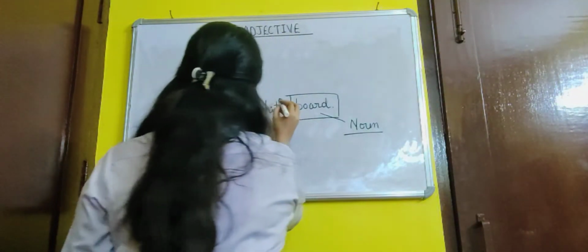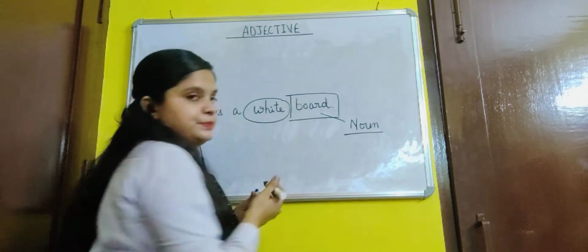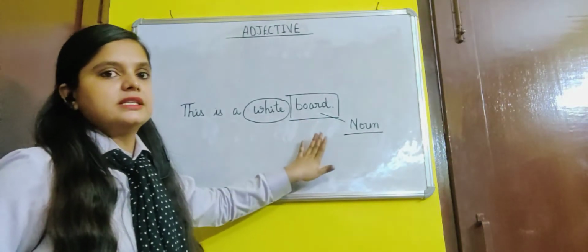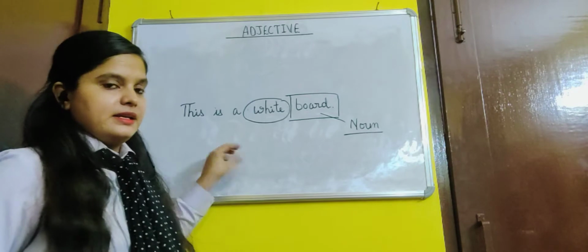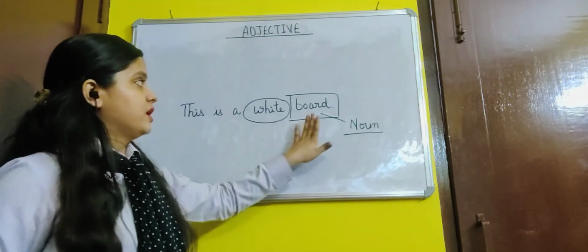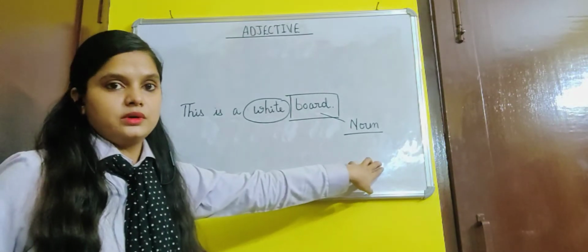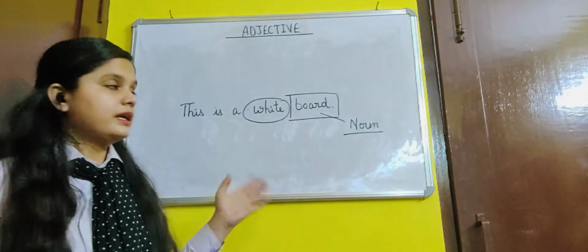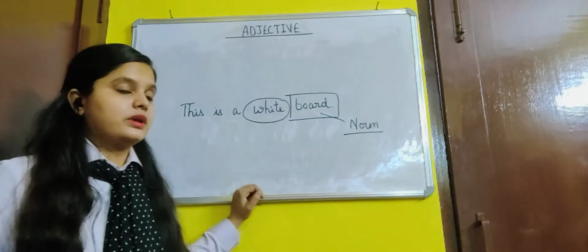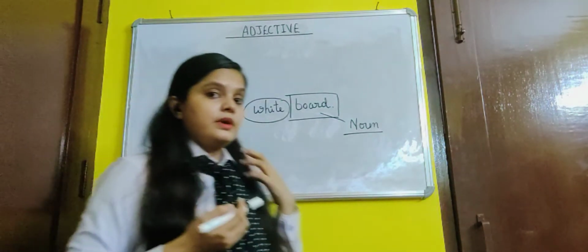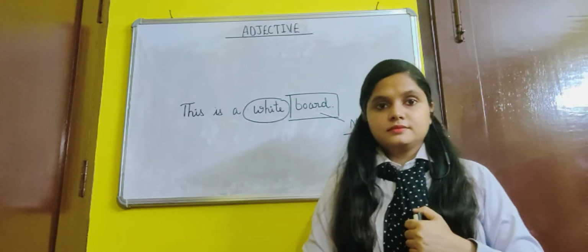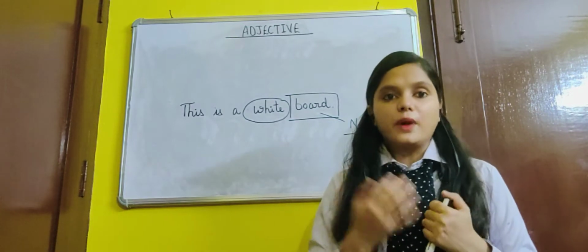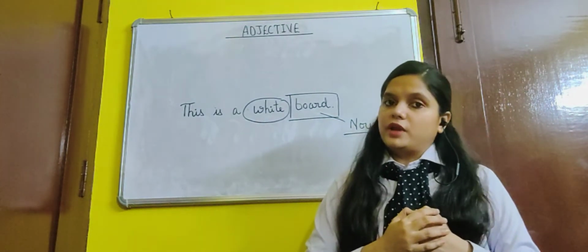Now, see this word, white. So, this word is telling something more about this board. The word white is showing the quality of the word board, that is a noun. So, such words that show the quality of a noun or a pronoun, what do we call them in grammatical terms? Okay, so in today's lesson, we will learn about such words that qualify a noun or a pronoun.